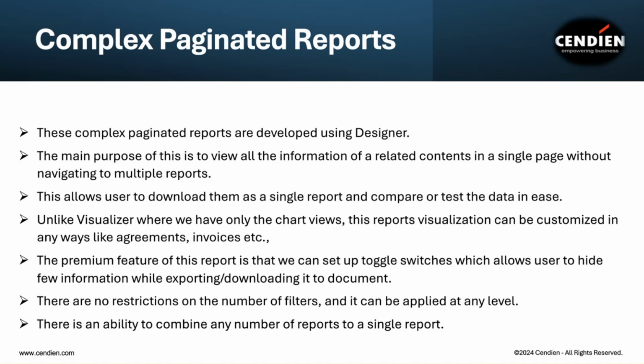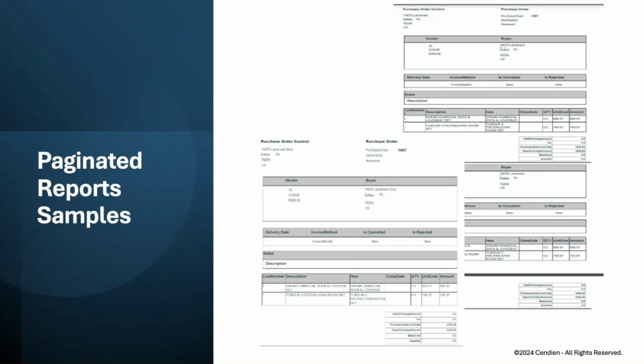And there are no limitations on the number of reports that can be combined or the number of filters that can be added. So it's open. This is an example. In my previous case, I showcased purchase order header level, line level, and distribution level information in different reports. But here you can see everything in a single report.